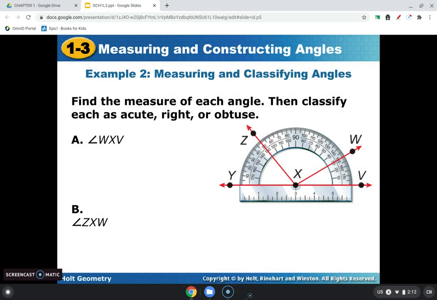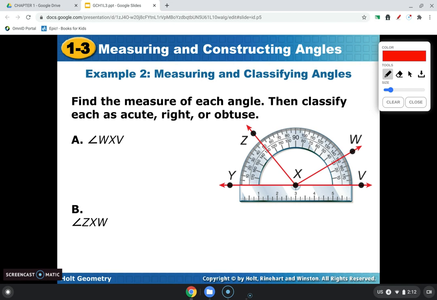So if you're looking here, find the measure of each angle, then classify each as acute, right, or obtuse. So let's get the pen out here. So it wants WXV. So WXV would be this angle right here. That is 0 to 30. So that is 30 degrees, which would be an acute angle.